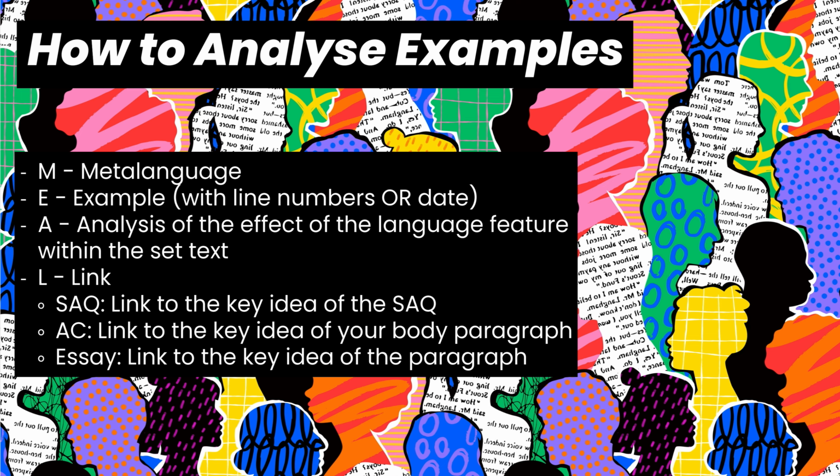Thinking specifically about your chosen example and your chosen language feature, this step asks you to carefully explain what the language feature is doing within the set text. And then the link. If you're writing a short answer meal, then this link goes back to the key idea of the SAQ you're responding to. If you're writing an AC meal, this link goes back to the key idea of your body paragraph, which is going to be an element of the FOTAC: the function, intents and purposes, register, tenor, audience, or a contextual factor. And if you're writing an essay meal, then this link goes back to the key idea of your paragraph.